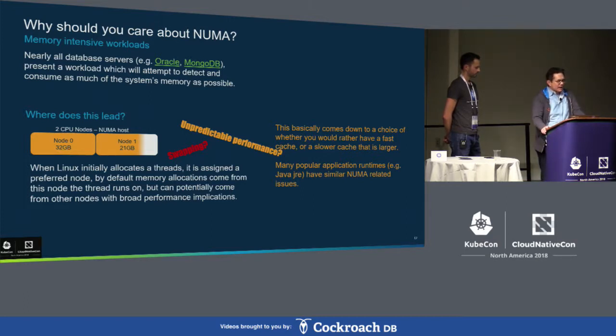Linux has some recognition of this. When it initially allocates a thread, it's assigned to a preferred node with default allocations from this. But there are some popular application runtimes like Java, at least Java pre-10, that don't respect a container resource declaration, go out and effectively get the memory quota from the underlying kernel, seeing the whole thing, rather than just the amount allocated to the container, and would attempt to go use it all. That maybe isn't preferred behavior.